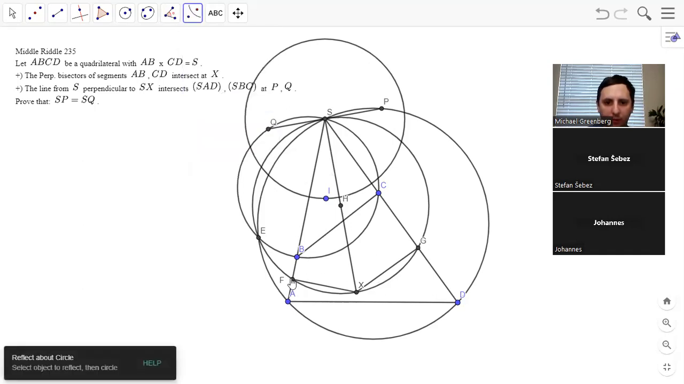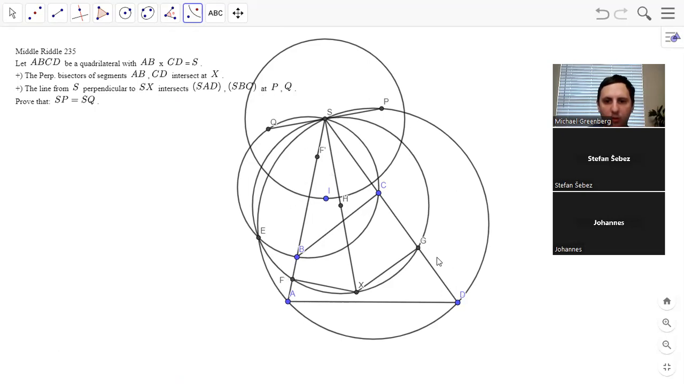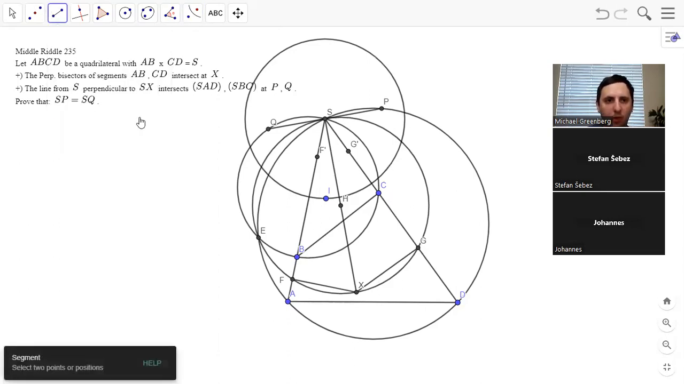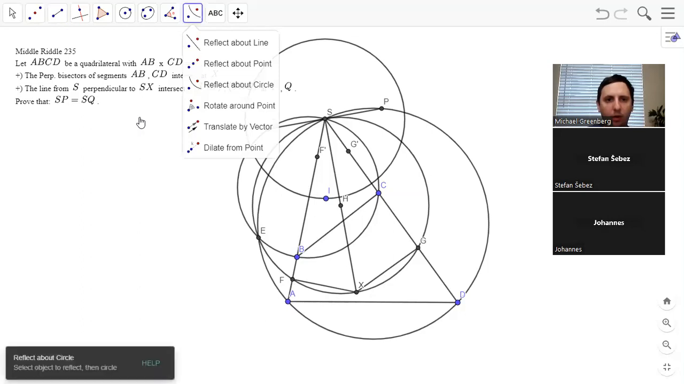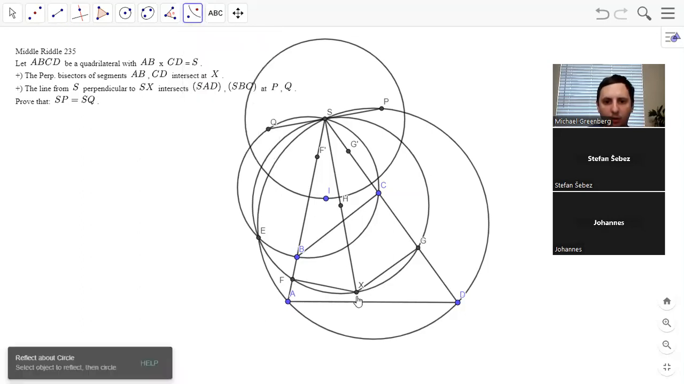So you want to see where F and G go? That would be, I mean, you can draw them, but yeah, okay. And invert the whole picture, so all the points. Right. So invert X, P and Q.